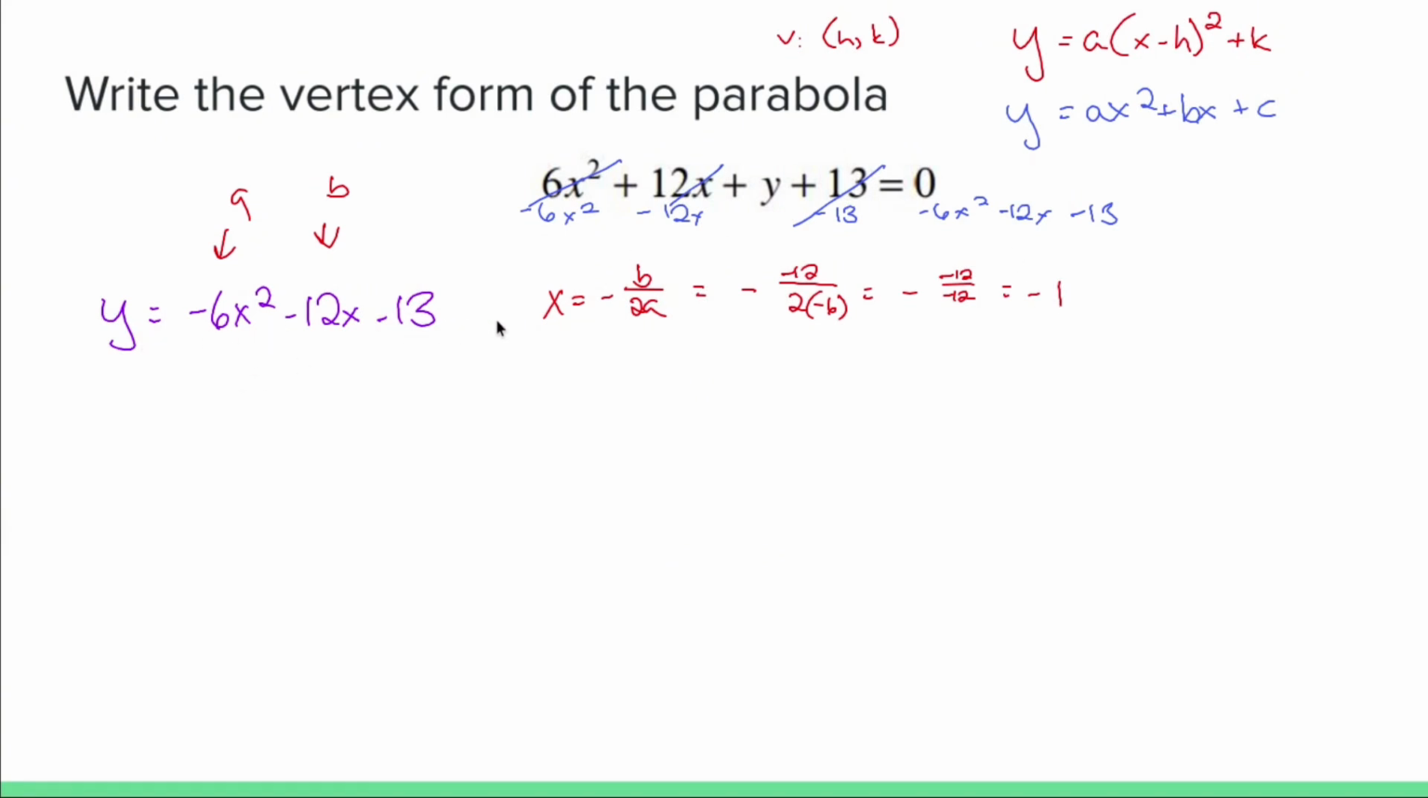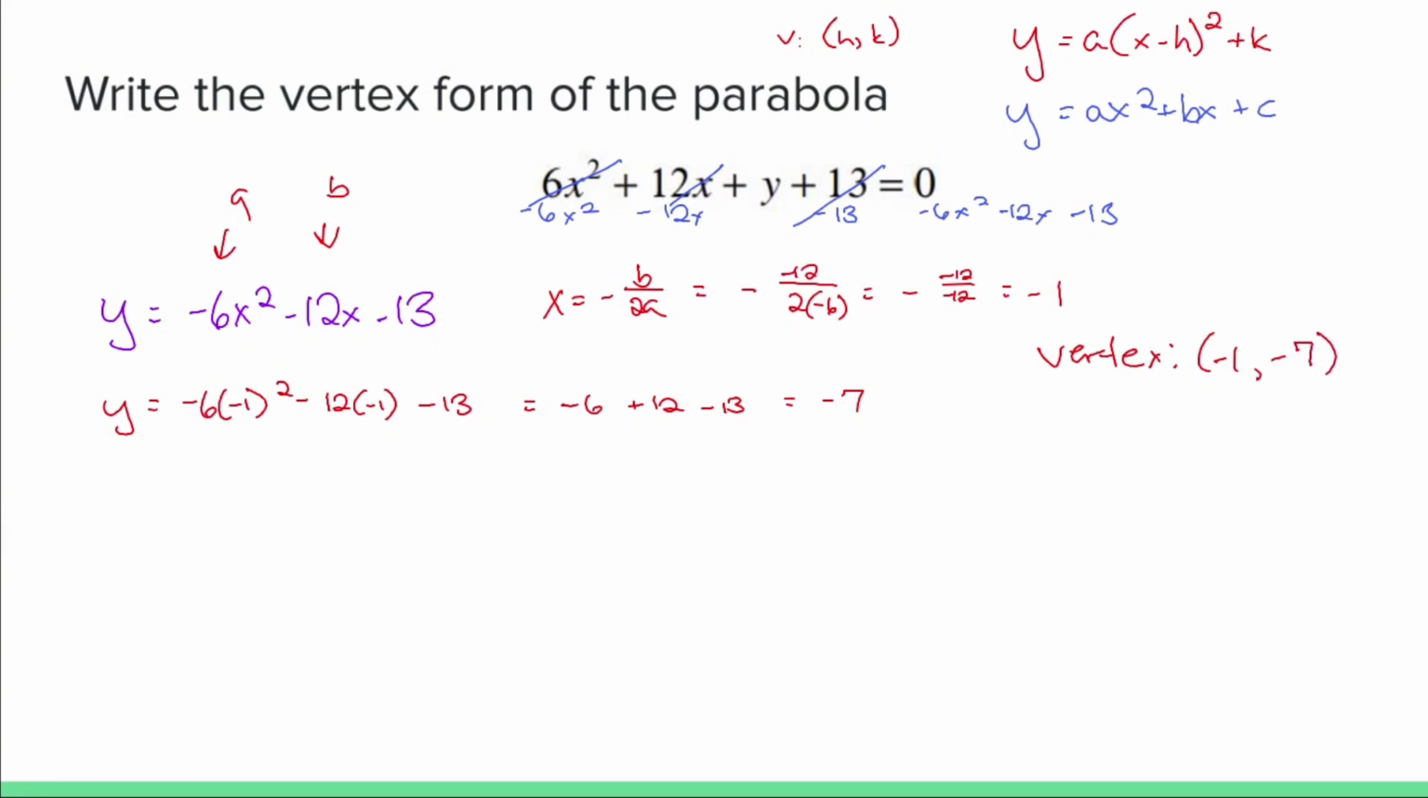So this is the x value in my vertex. How do I find the y value in my vertex? Well, I just plug it in. So the y value in my vertex is going to be y equals negative 6 times negative 1 squared minus 12 times negative 1 minus 13. Negative 1 squared is 1. Negative 6 times 1 is negative 6. Negative 12 times negative 1 is plus 12. And then minus 13 is just lingering like that song from the 90s. Negative 6 plus 12 is 6. 6 minus 13 is negative 7. So that gives me a vertex of negative 1, negative 7.